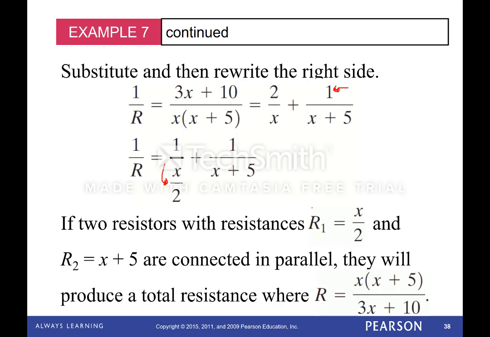So resistance 1, according to the formula, again, this is the formula again, resistance total equals 1 over resistance 1 plus 1 over resistance 2. So in this case, the resistor is given x over 2. Whatever the current voltage, really it's slashing it by 2 in a sense. And then we have this one right here. So x plus 5 is the next one.